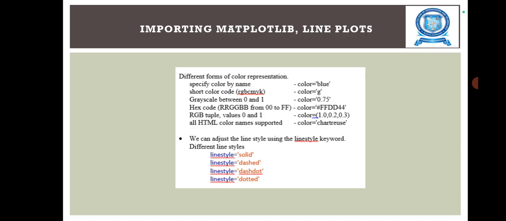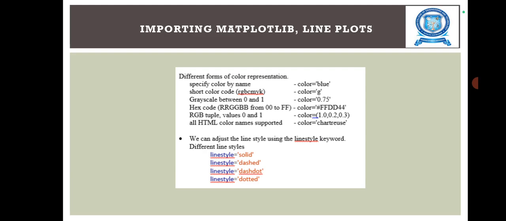Next, we are going to see the different forms of color representation. A specific color by name, such as blue. A short color code, where you can specify any code. Otherwise, grayscale between 0 and 1, where you can specify the values for any particular shade. Then the next one is the hex code, RRGGBB, where RR represents red, GG represents green, and BB represents blue. That value ranges from 00 to FF. Next, RGB tuple, with values between 0 and 1. All HTML color names are supported.